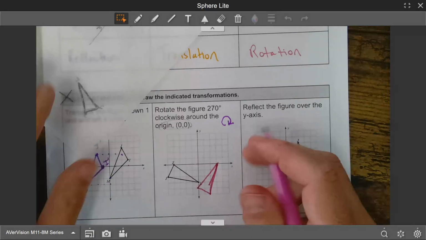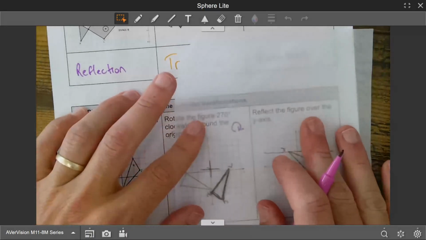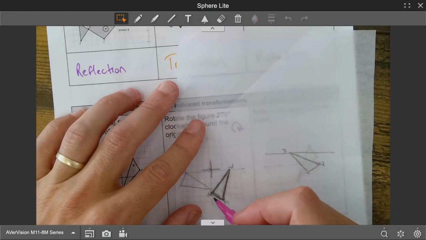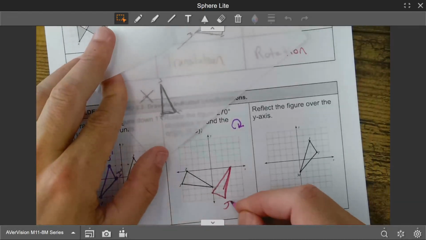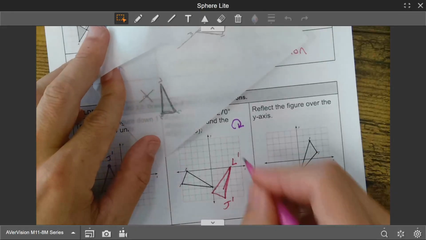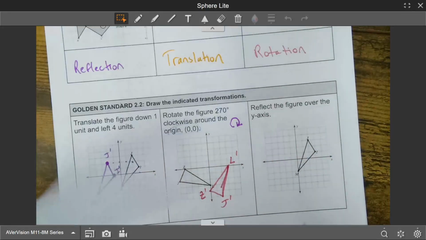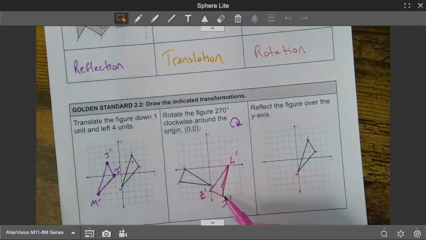So then we got to figure out where our points are. We can see that there's L, Z, and J. So J prime, L prime, and Z prime. That is a 270 degree rotation, which is the same as a 90 degree counterclockwise rotation.